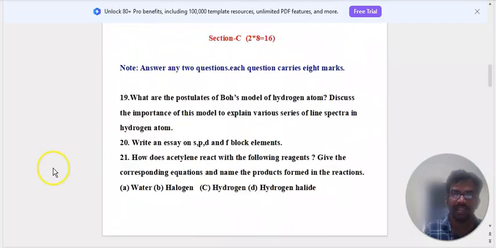And the next one is the 20th. Write the general electronic configuration of the s, p and d block elements. And 21 is how does acetylene react with the following reagents.